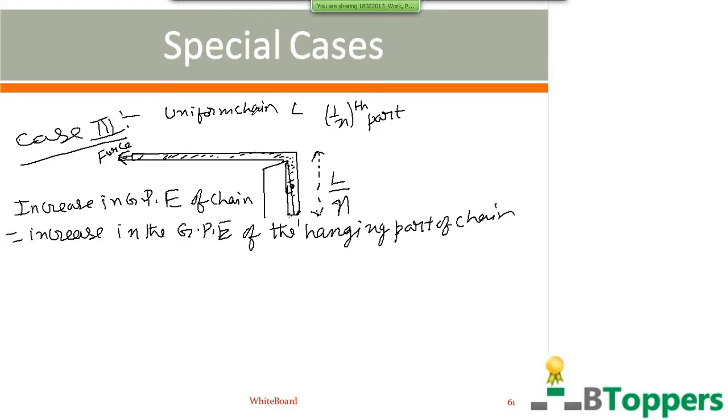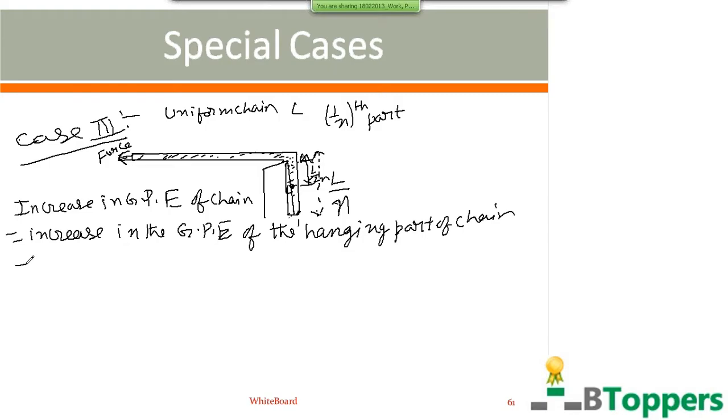The chain is uniform, which means it has the same density and same thickness throughout. In that case, the center of mass of the hanging part of the chain will be at the geometric center of the hanging part. That means at a distance half of the length of the hanging part below the surface of the table. So the center of mass of the hanging part of the chain will be at a distance equal to L by 2n below the surface of the table, that means half of the length of the hanging part.